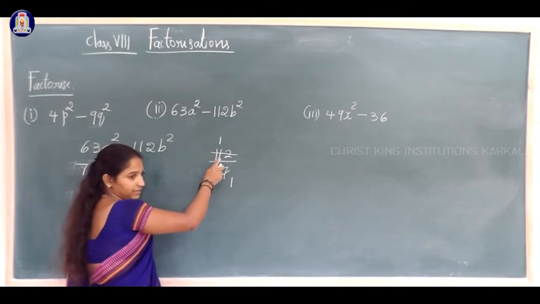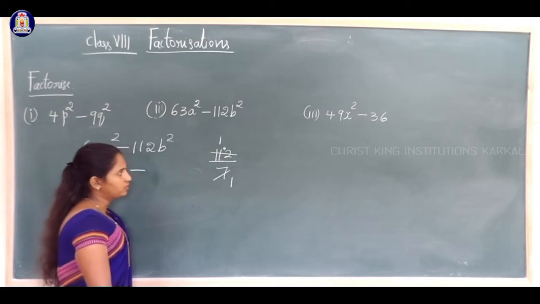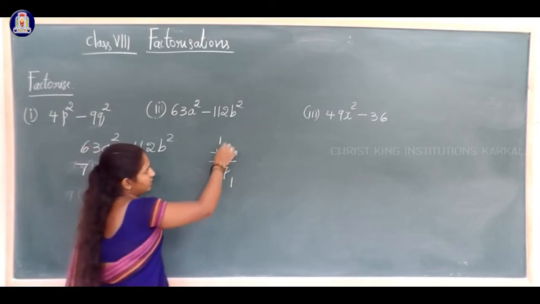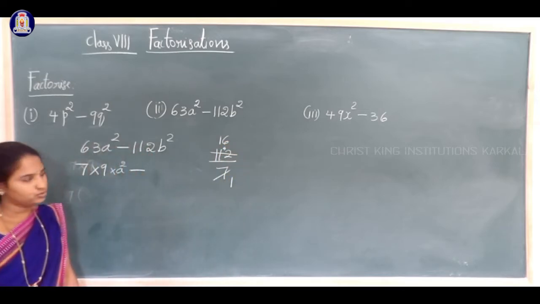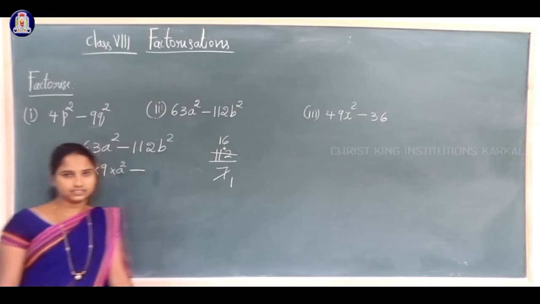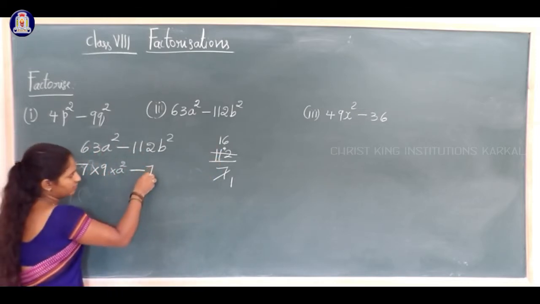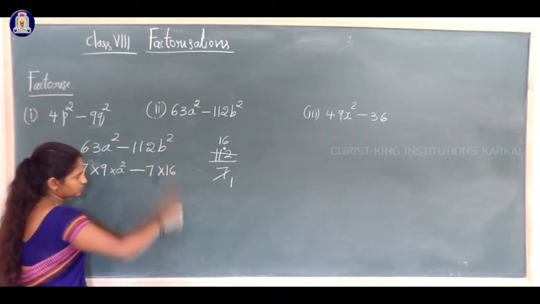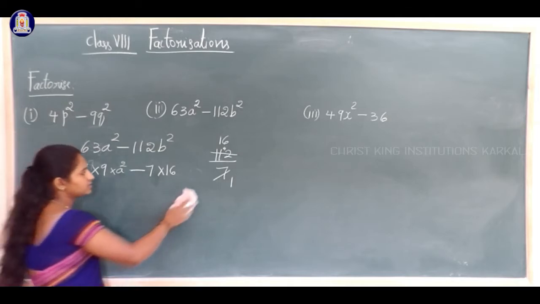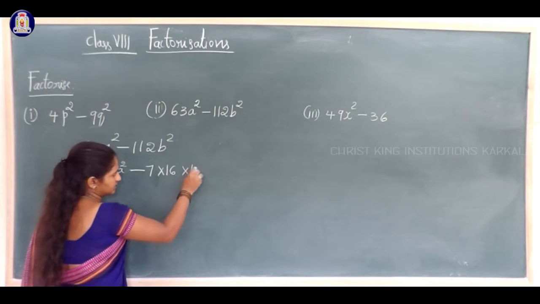In 11, if you subtract 7, the remaining is 4. So it will become 42. 7 how much is 42? 7 sixes are 42. So that means 7 divides 112 completely, isn't it? Yes. So 16. 7 how much is 112? 7 sixteens are 112. So 112 can be written as 7 into 16 b square, right? b square as it is.